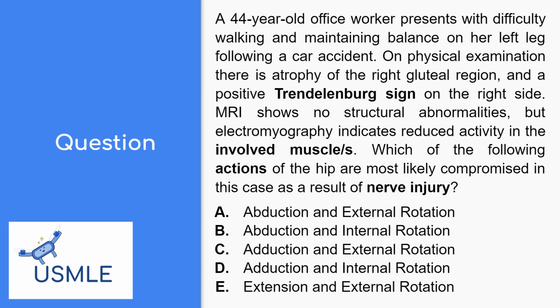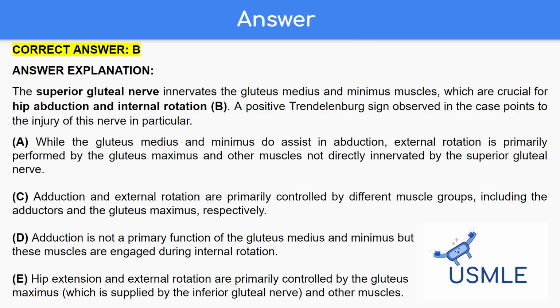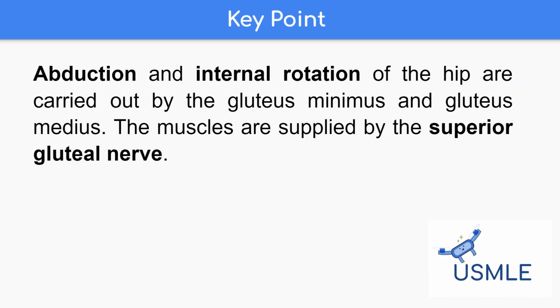Now let's revisit our initial question. So a 44-year-old office worker presents with difficulty walking and maintaining balance. There is atrophy of the right gluteal region and a Trendelenburg sign on the right side. The muscles involved in this case would be the gluteus medius and minimus, which are supplied by the superior gluteal nerve. As a result, the actions which will be compromised include abduction and internal rotation. Feel free to go over the answer explanations. Here is the key point.